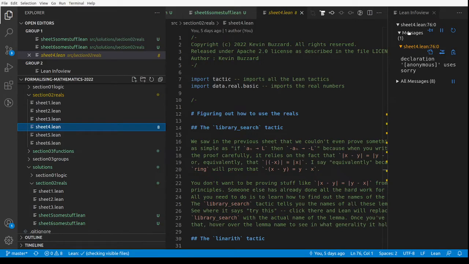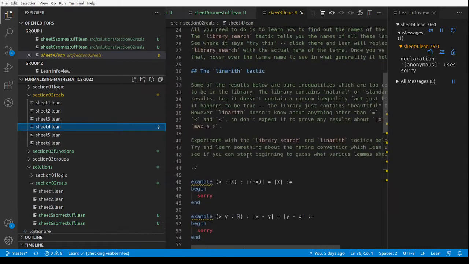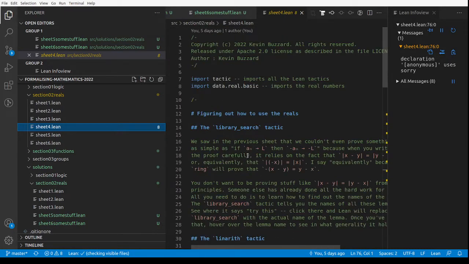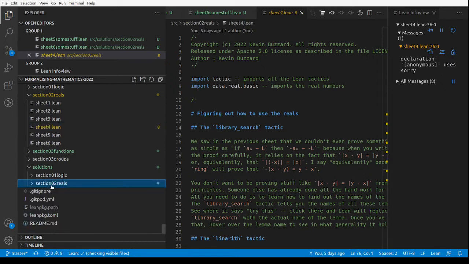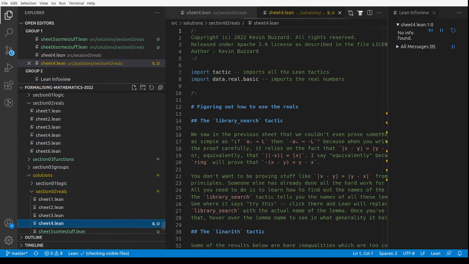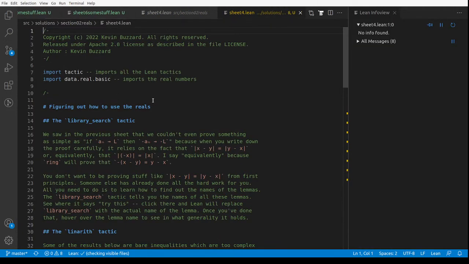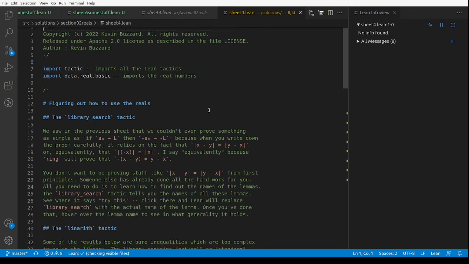Hello, I'm going to talk about the relatively straightforward sheet 4 in section 2 of my Formalising Mathematics course. Here it is, here are the questions. They all kind of have one-line answers. I don't really want to edit the questions themselves, so let's start by section 2, the reals. Let's copy sheet 4 there and paste it here, there we go. And now let's write the solutions on the fly.